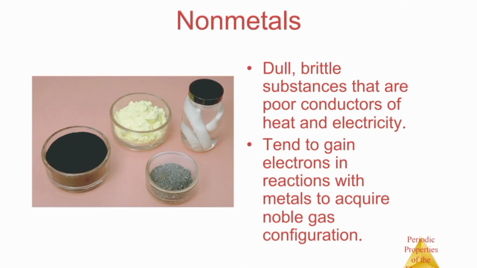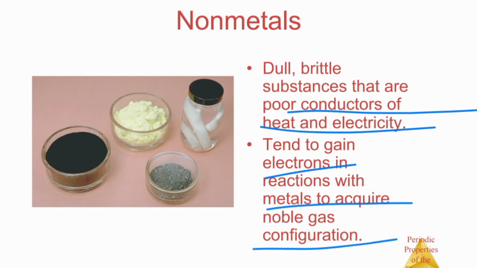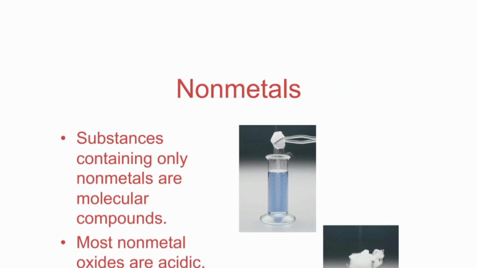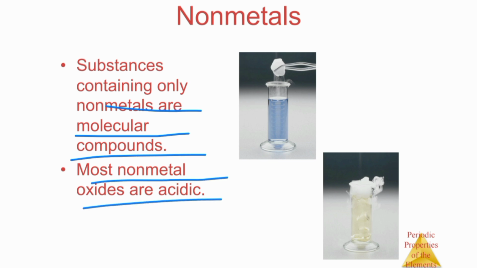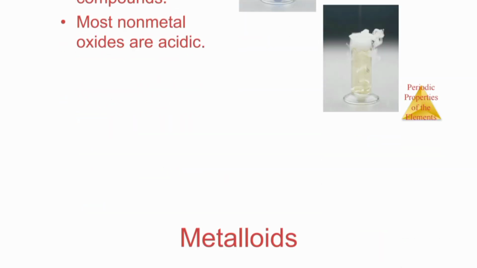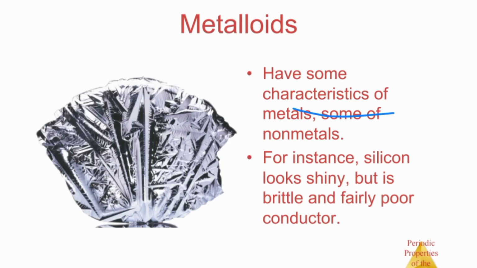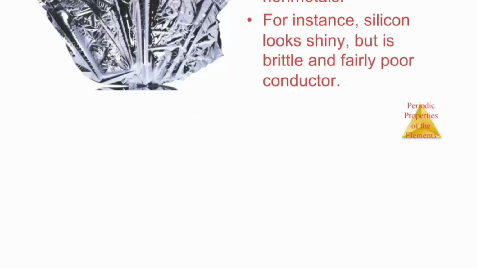Non-metals are dull, brittle, and poor conductors of heat and electricity. They tend to gain electrons and acquire a noble gas configuration. Substances containing only non-metals are molecular compounds. Most non-metal oxides are acidic. Metalloids have some characteristics of metals and some of non-metals. For instance, silicon looks shiny but is brittle and a fairly poor conductor.